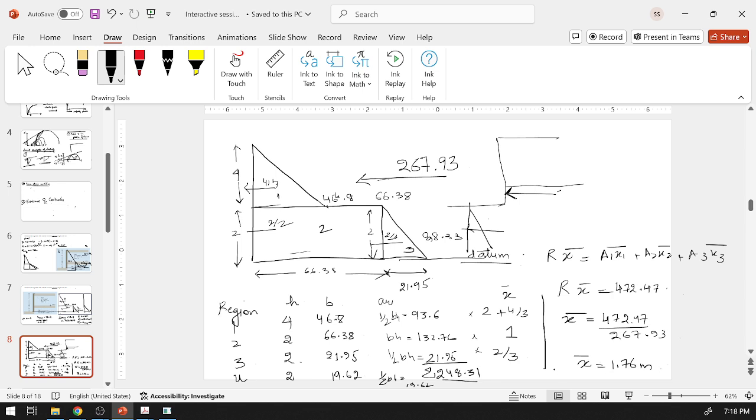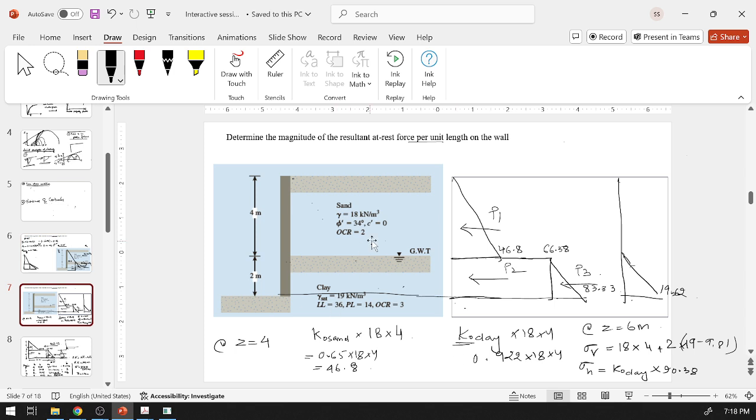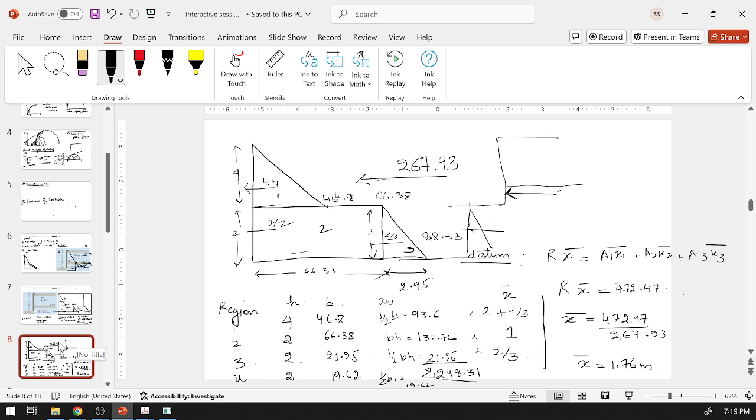Okay, if you see here, even though the sand has more height, the resultant first of all will be in the bottom third because of the triangular distribution, and secondly there is also groundwater table in the lower part, and the K naught for the clay is greater than the sand. That is why the resultant has actually shifted downwards. So we have a resultant at 1.76 meters. Okay, so that was the first question.